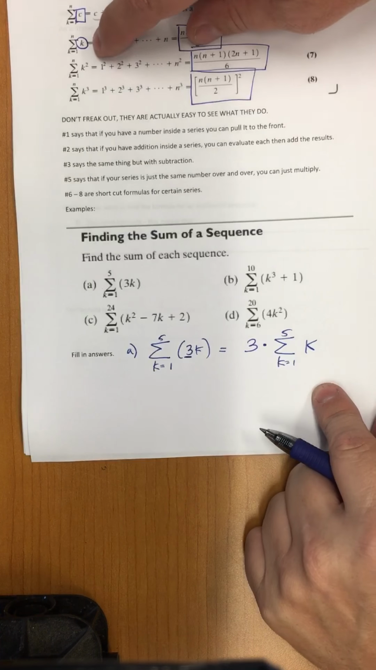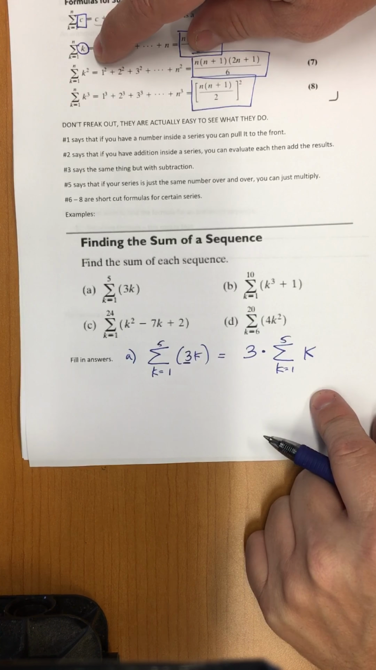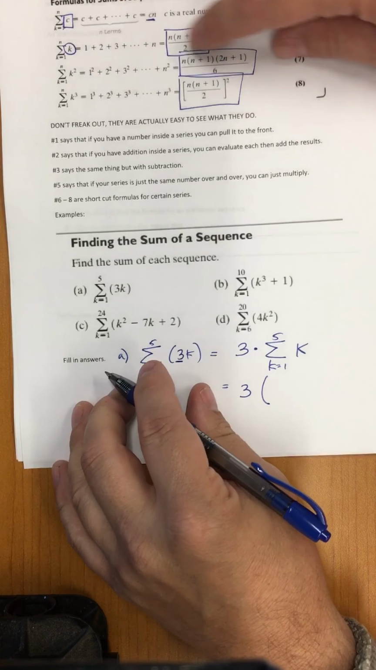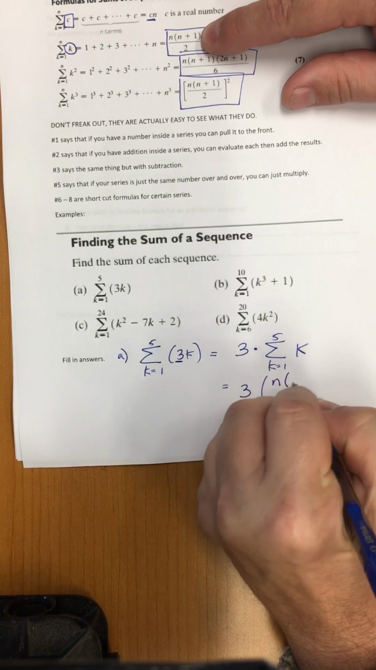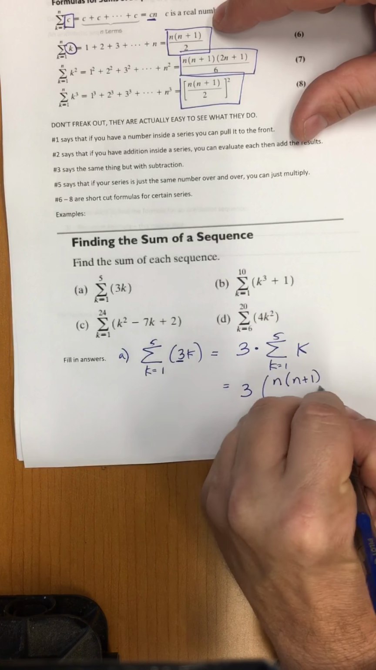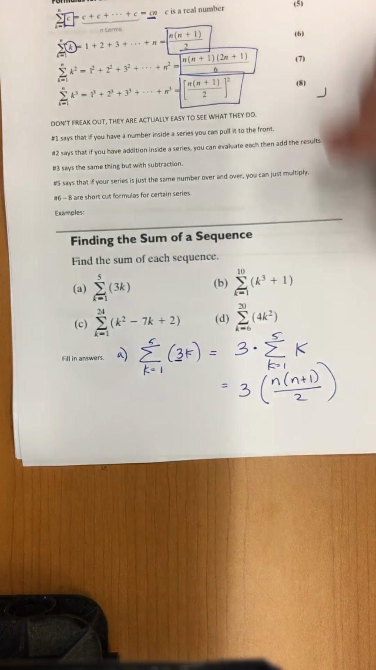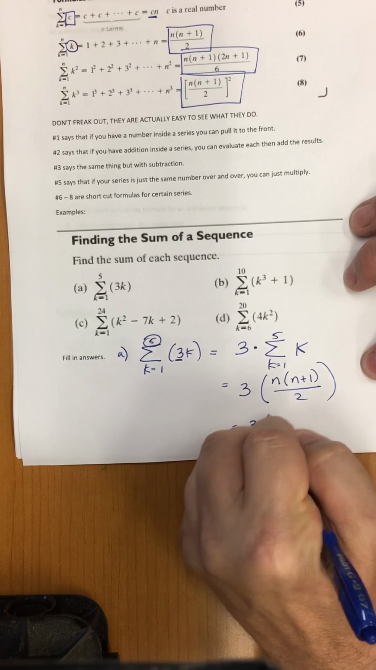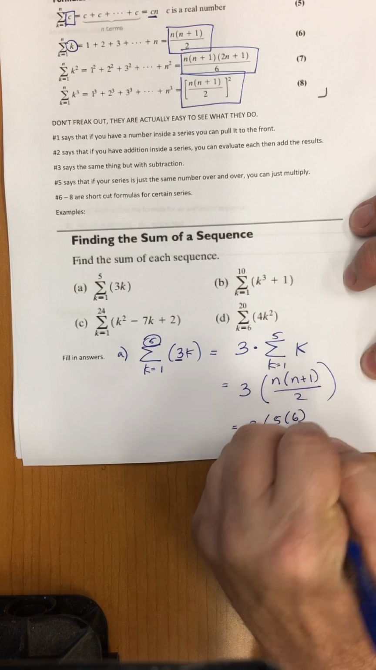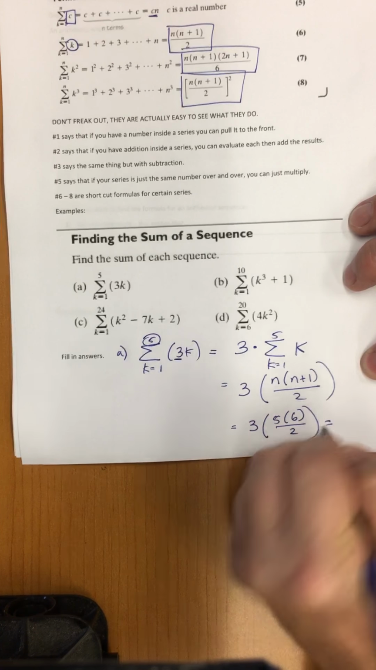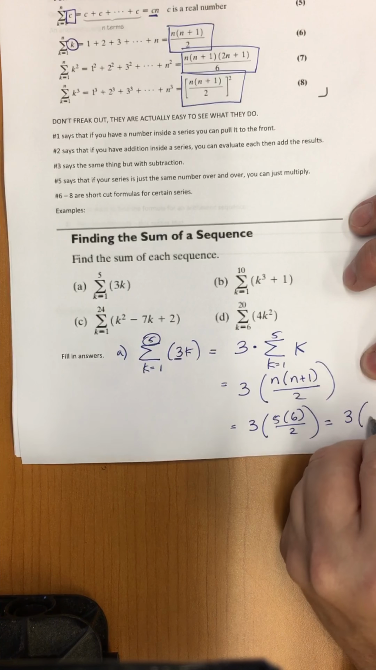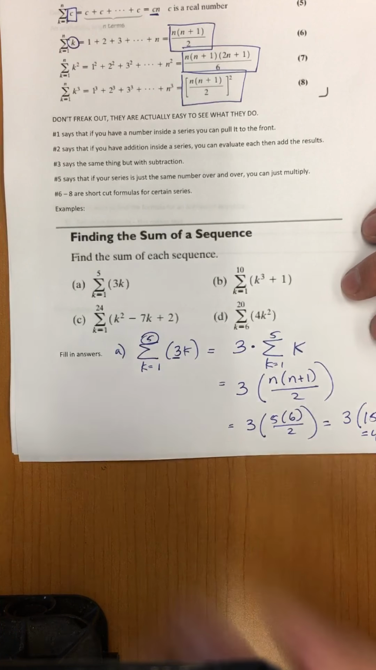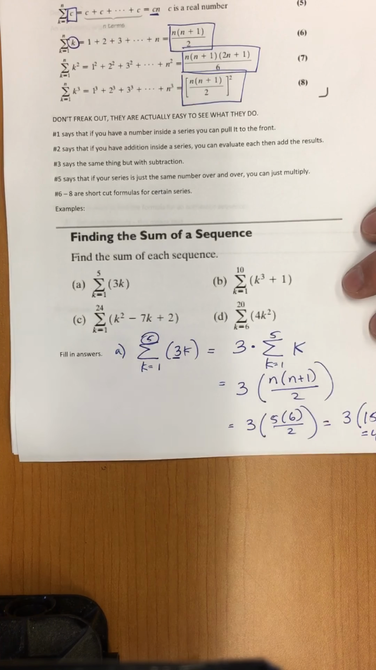And then I can actually use this formula up here, because this is what I have here, the summation of k. So this becomes 3 times, if it's k, it's n times n plus 1 over 2. And for this problem, my n value is 5. So this becomes 3 times 5 times 6 over 2, which becomes 3 times 15, which becomes 45. So if I did this correctly, this sum should add up to 45.